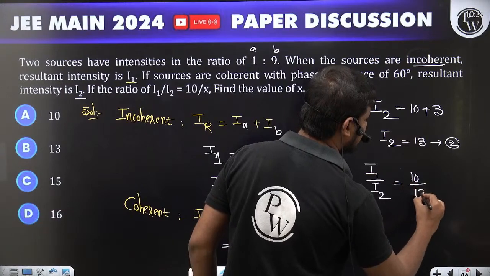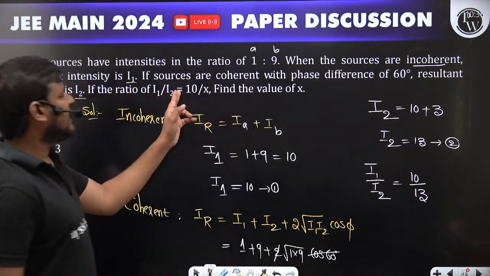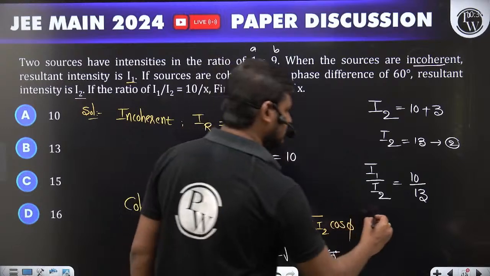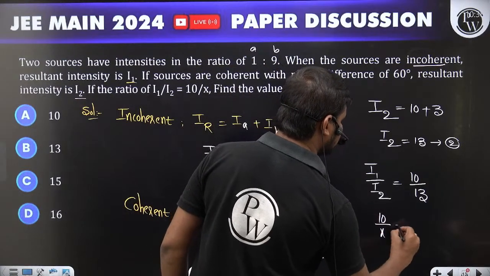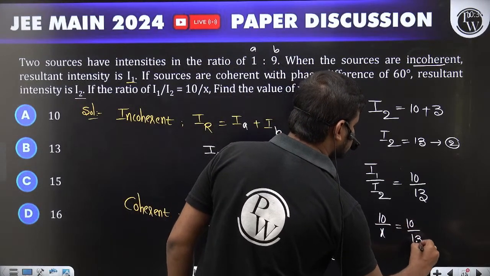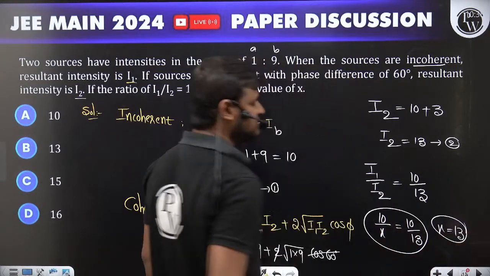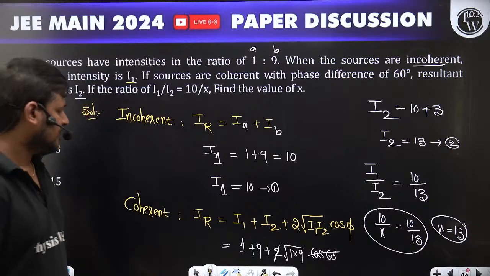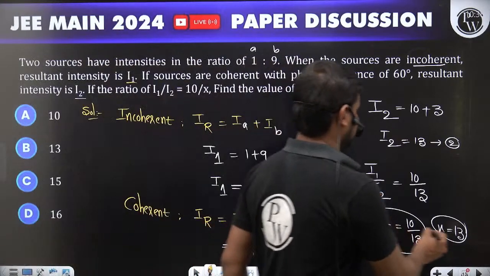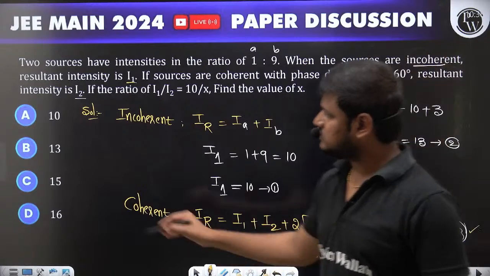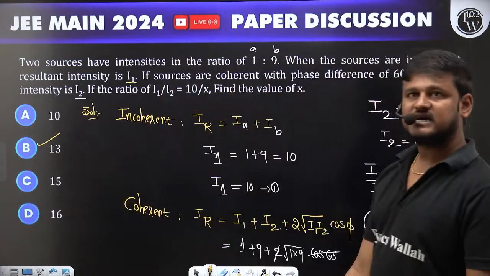Now in the question they said the I1 by I2 ratio is 10 by X. So 10 by X is equal to 10 by 13. From here you can write what X is. So X is equal to 13. Done. X is equal to 13. Option B is the correct answer.